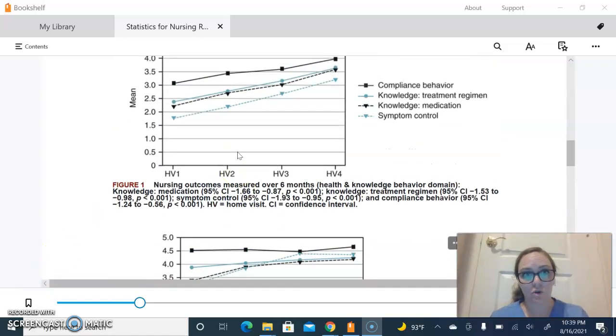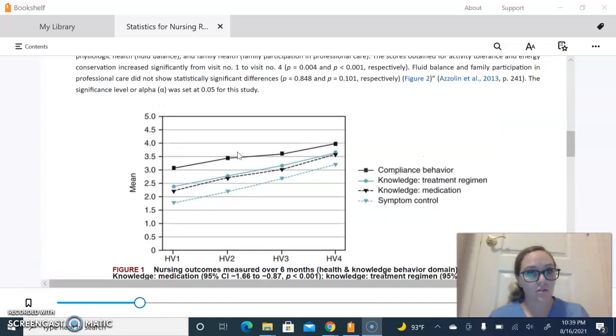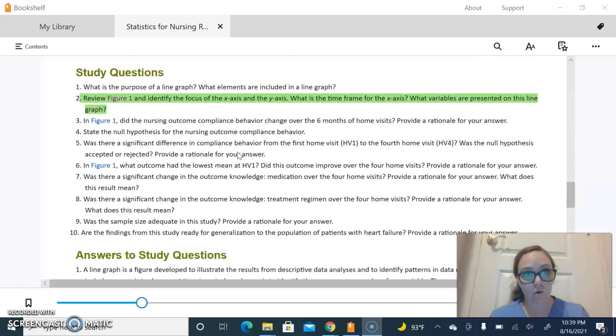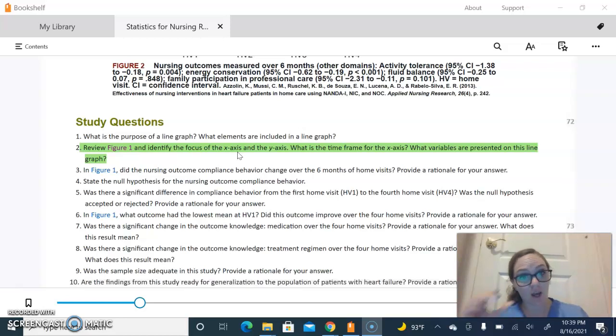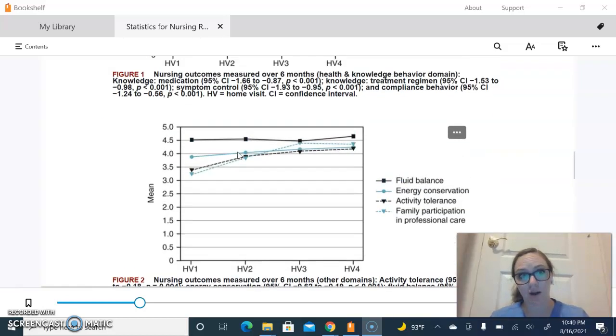Oh, let me scroll to figure 1 here. Okay, so question 2 is right here. I need to, looking at figure 1, identify the x-axis and the y-axis, and what is the time frame for the x-axis and the variables in the graph.